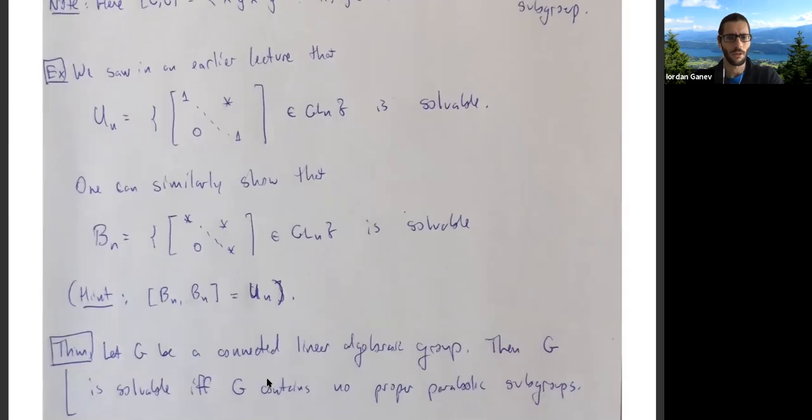Okay. So here's the connection to parabolic subgroups. Let G be a connected linear algebraic group. Then G is solvable if and only if G contains no proper parabolic subgroups. We already saw that if G is commutative, then it contains no proper parabolic subgroups. The only parabolic subgroup is G itself. But we see that in fact that's true for solvable groups.